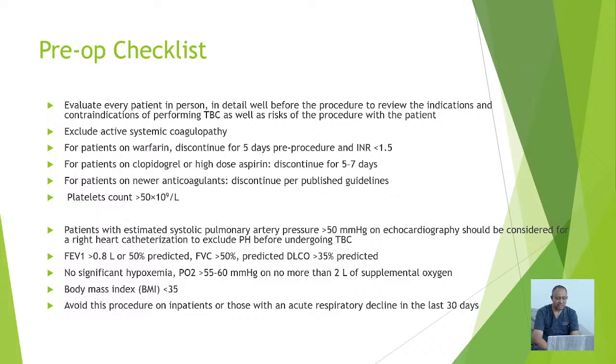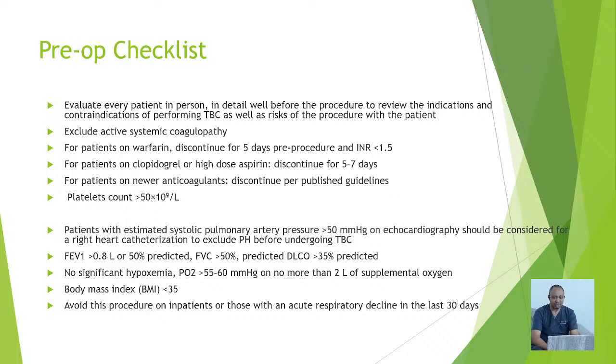For patients on new anticoagulants, please follow the published guidelines, and they are available. Patients with platelet count less than 50,000, those ones we are wary about. Now, with patients who have high pulmonary pressure above 50 millimeters of mercury, it is important to do a right heart catheterization if you have done the echocardiogram only. This will help you decide, is this patient fit for this procedure or not?